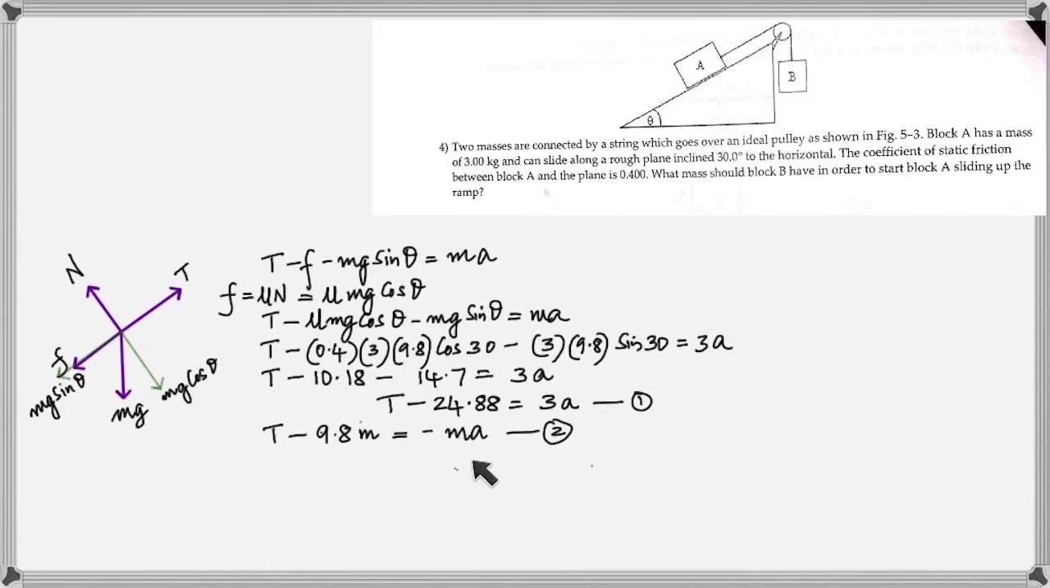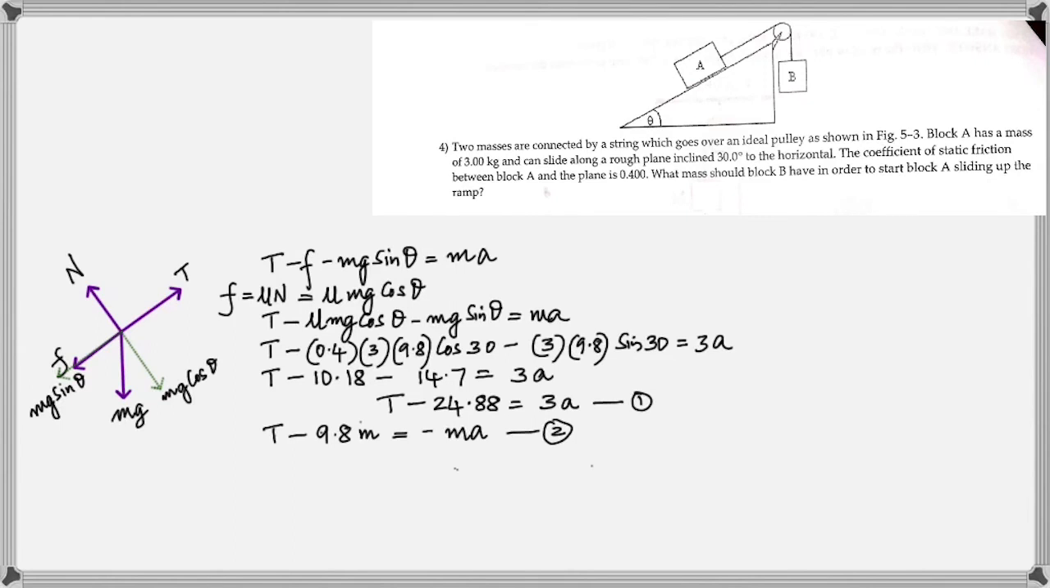You got to be careful here because T is up and mg is down. Anything up is positive, anything down is negative, is the idea that we used here. That's why this is minus 9.8 times the mass. And since the acceleration of this object is down, it's moving down, isn't it? That's why a also is negative. That's why you have the negative on the right side.